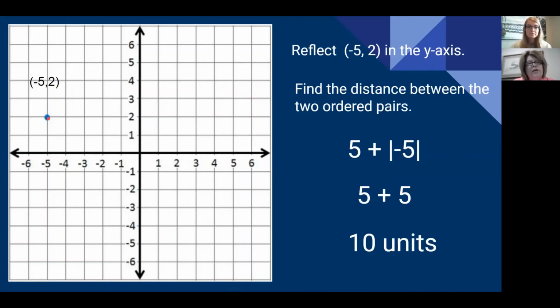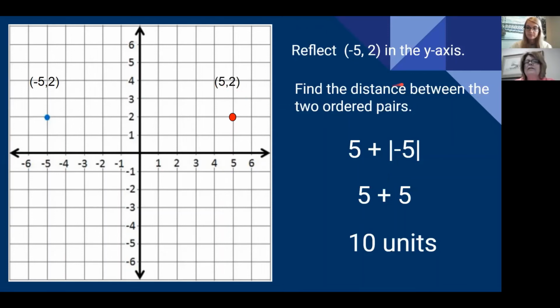So I'm just going to count on this line, and notice I'm going to stay on the same line. 1, 2, 3, 4, 5. So now I'm going to move 5 on this side. 1, 2, 3, 4, 5. I'm going to plot my point, and I'm going to figure out my ordered pair. I went on the x-axis, a +5, and up on the y-axis, 2. So my ordered pair is 5, 2.